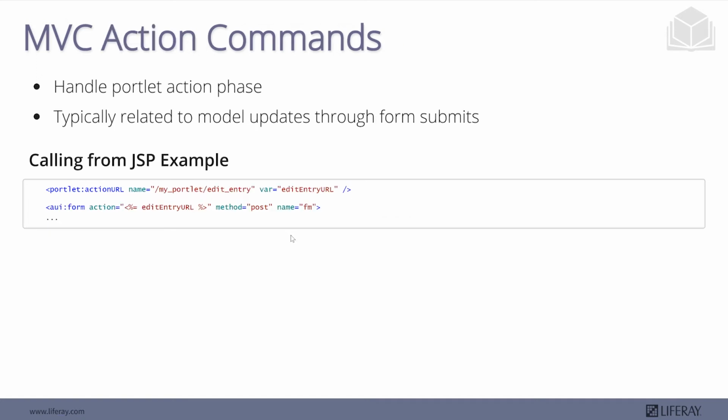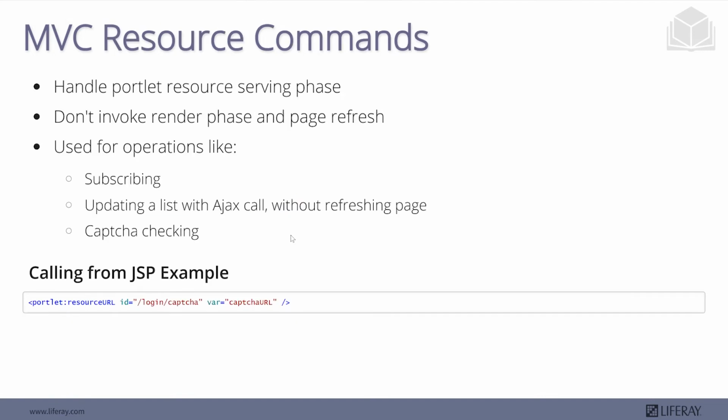Same idea with the MVC Action Command. Looking at the JSP first, within that action URL, we're going to be listening for that specific name, my portlet edit entry. And then with our MVC Action Command component, we're going to be listening for that parameter there. With the resource command, and we're not working with this all too much, but it's still good to cover, same idea, except this time we're listening for that ID.